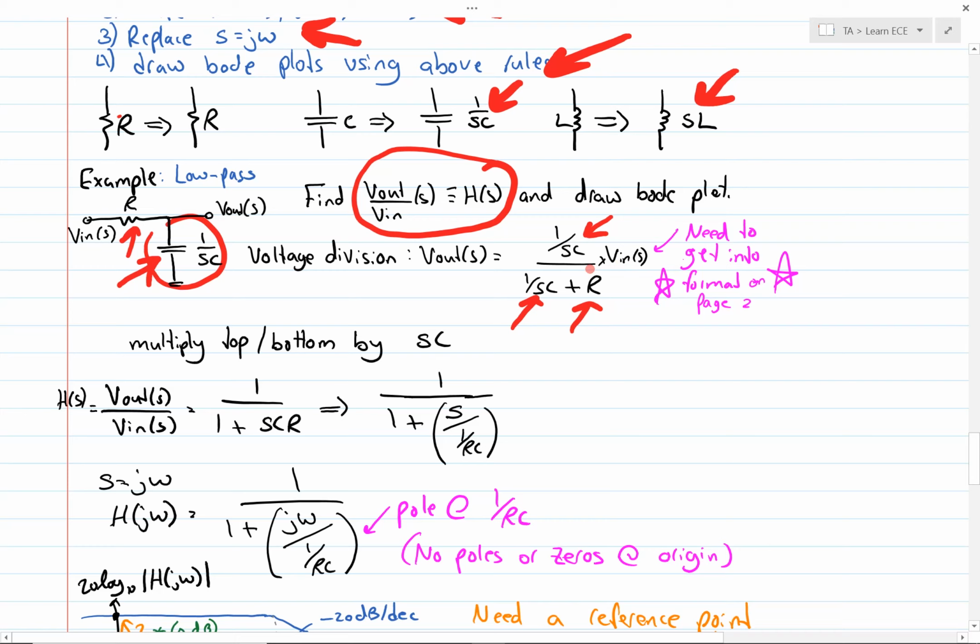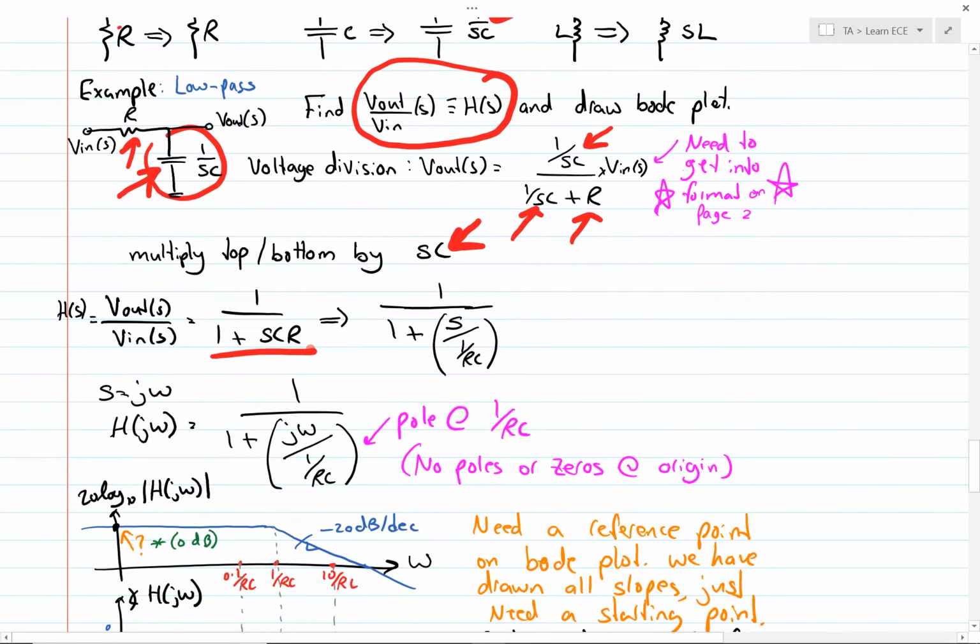Now, if you look at this format, it doesn't look anything like the one we looked at earlier, which would have been page 2 if you printed the notes out. So we're going to try and get it in that format. Let's multiply the numerator and denominator by SC, so it looks like this. Then let's try and get it to look like that format. I'm going to replace S with S over 1 over RC, so that it would have been SRC, but now it's in that format. Now if you look at this, you see that you have a pole at 1 over RC.